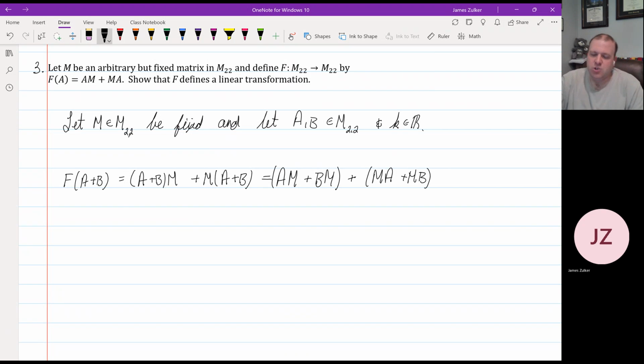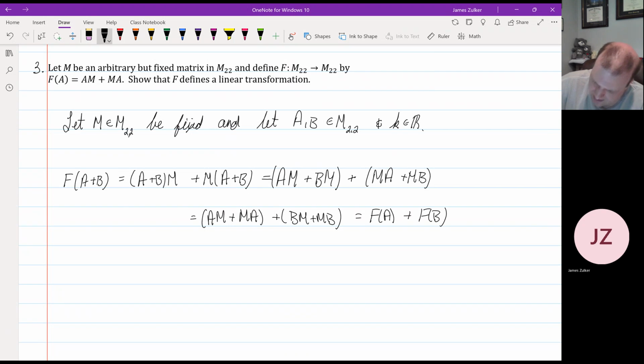Right, so we have the sum of a bunch of 2 by 2 matrices. Well, we know that addition is associative and commutative. So we can write this. But that's the definition of F of A plus F of B.